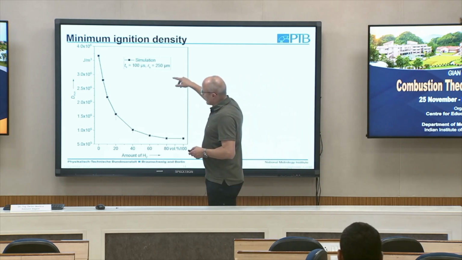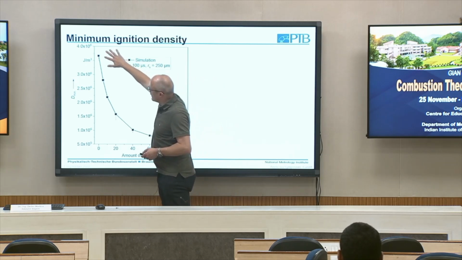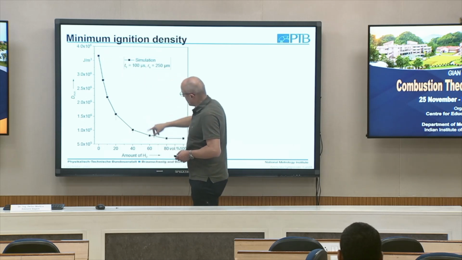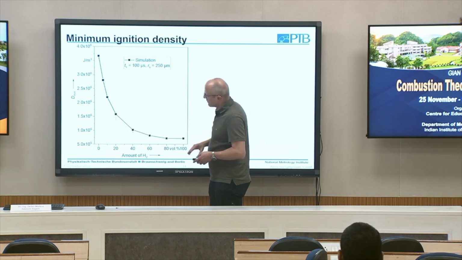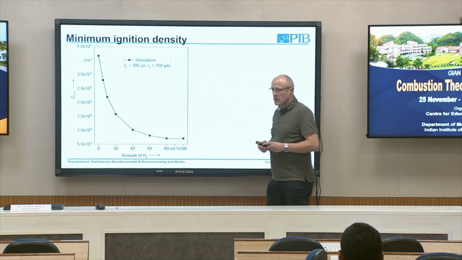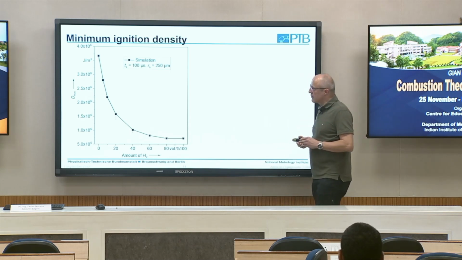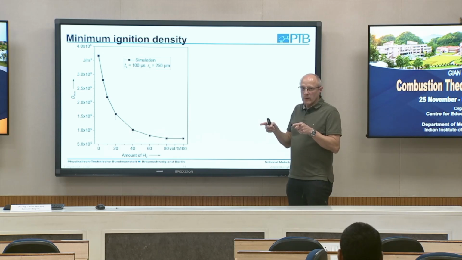But when we look at the density, we see, okay, we start here at this specific number, and we end here. You see it's maybe one order of magnitude. So what is the difference? The length of the spark is much longer.